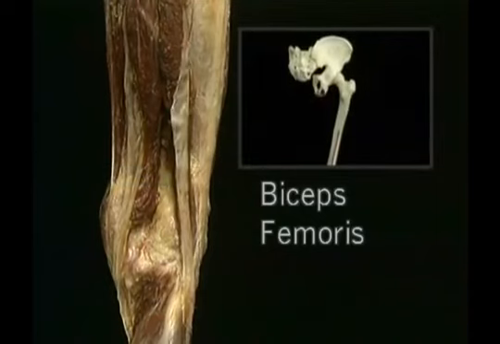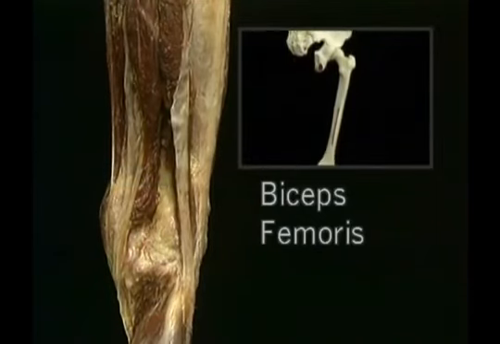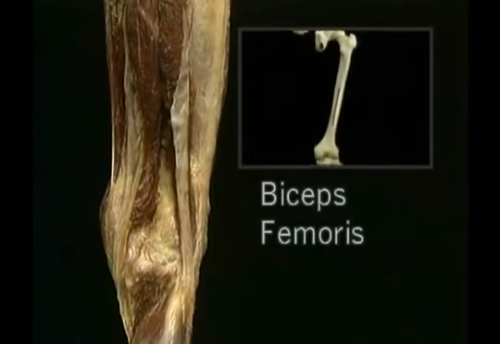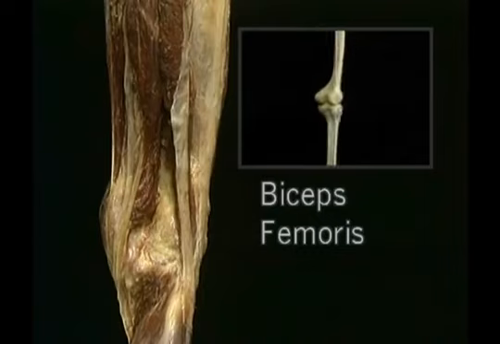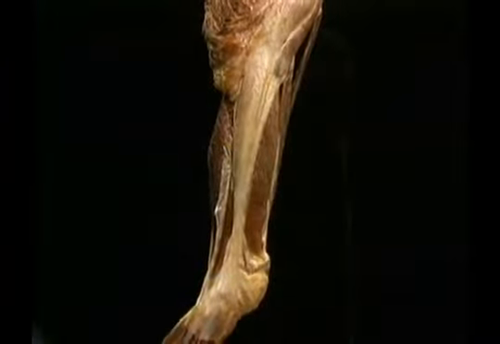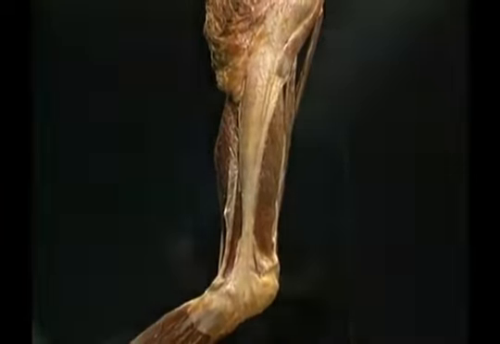It arises both from the ischial tuberosity and from the femur, and inserts down here on the head of the fibula. We've already seen that these three muscles, which usually act together, can produce either extension of the hip or flexion of the knee. Whether they do one, the other, or both is determined by what other muscles are acting in opposition to them at the time.